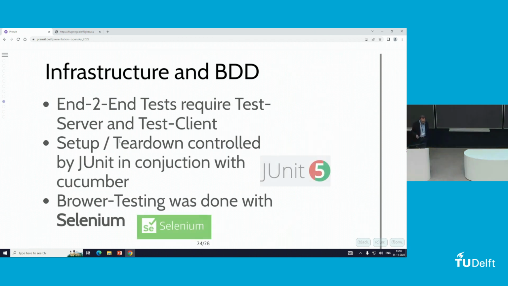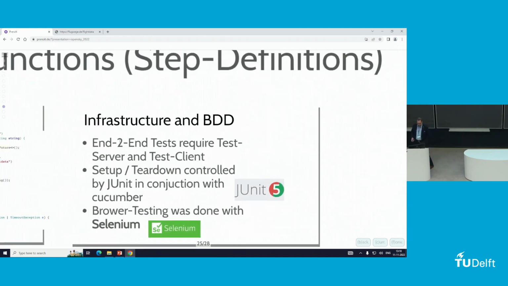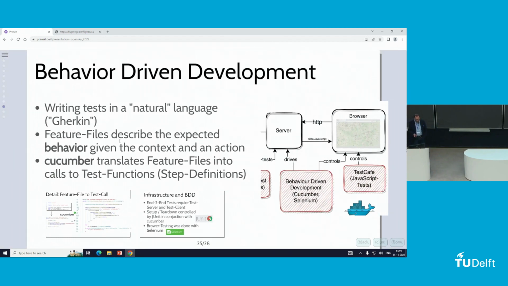Well, I'm using browser testing with Selenium, and the teardown and setup is controlled by JUnit, and I use test containers. So that's a whole bunch of techniques that are used in order to do that stuff. So that's behavior-driven development.